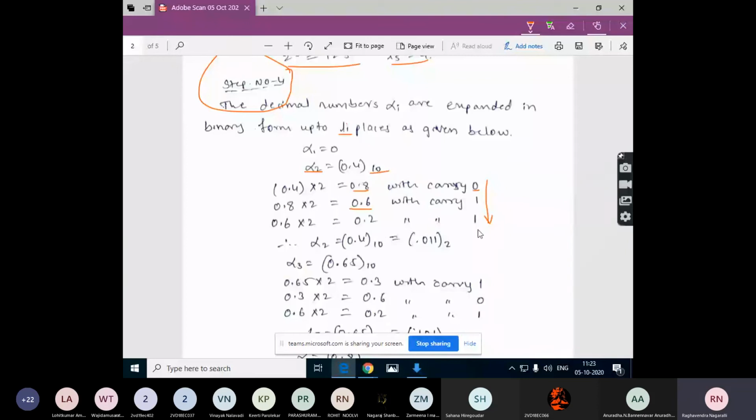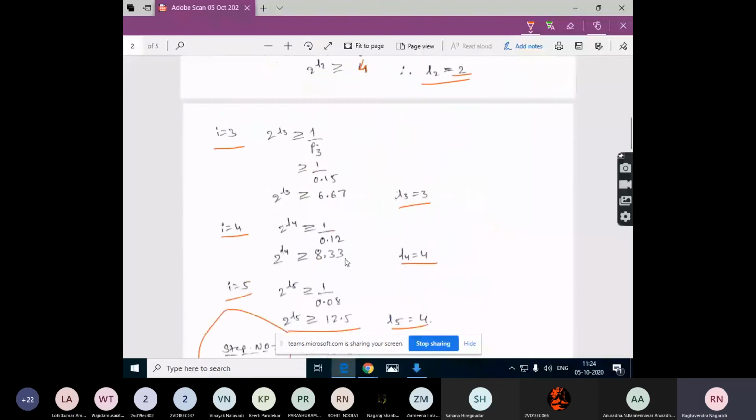But we need the decimal form only up to the Li places. So let's stop here. So alpha 2 is equal to what? 0.4 in decimal form is equal to 0.011 in binary form.